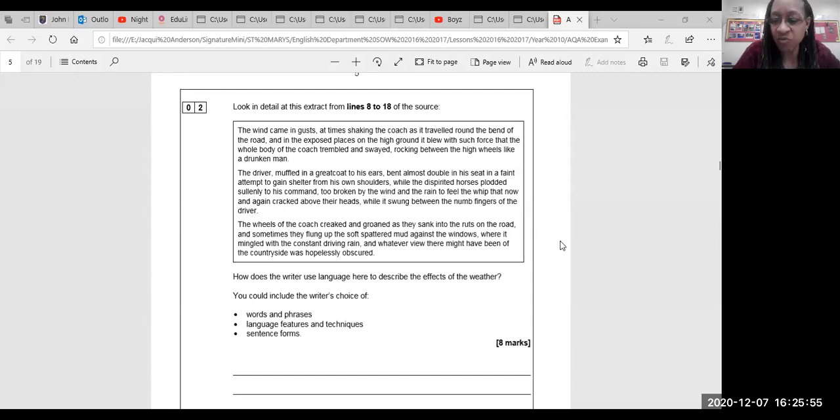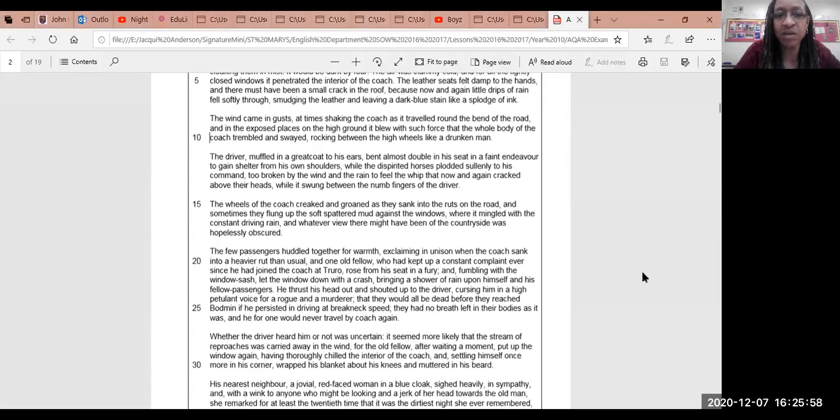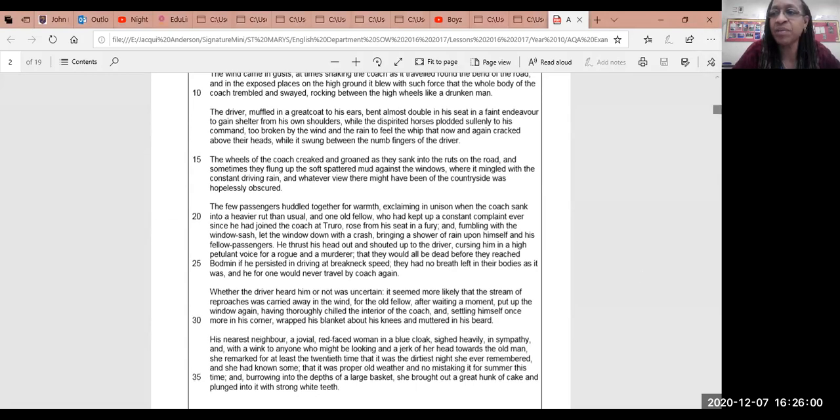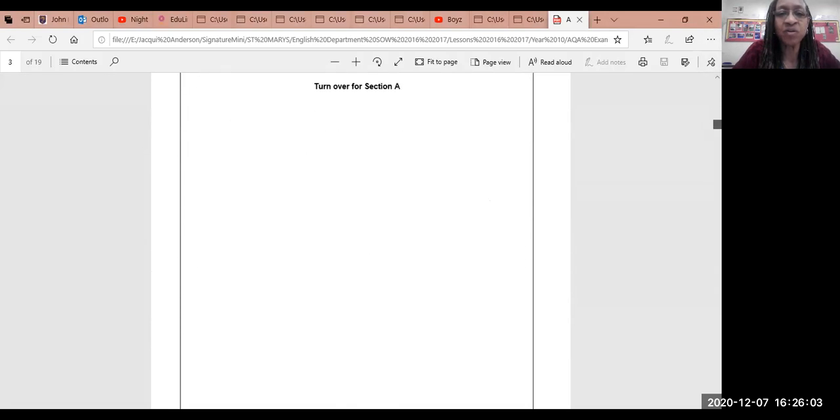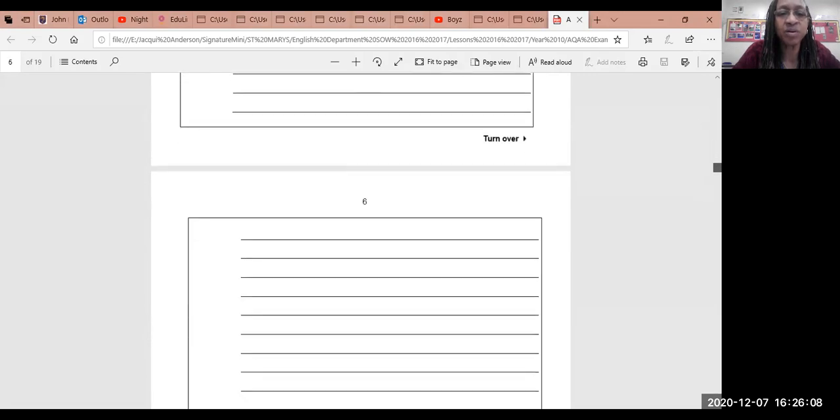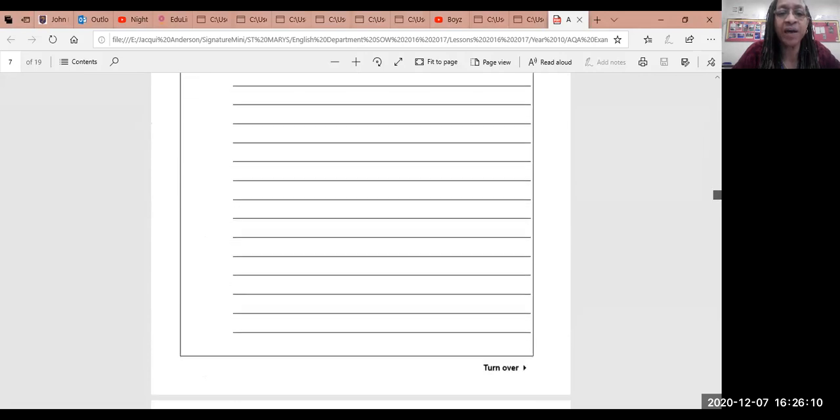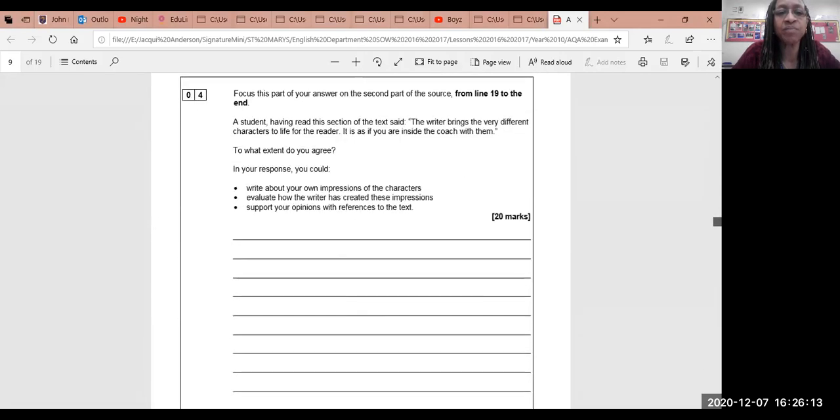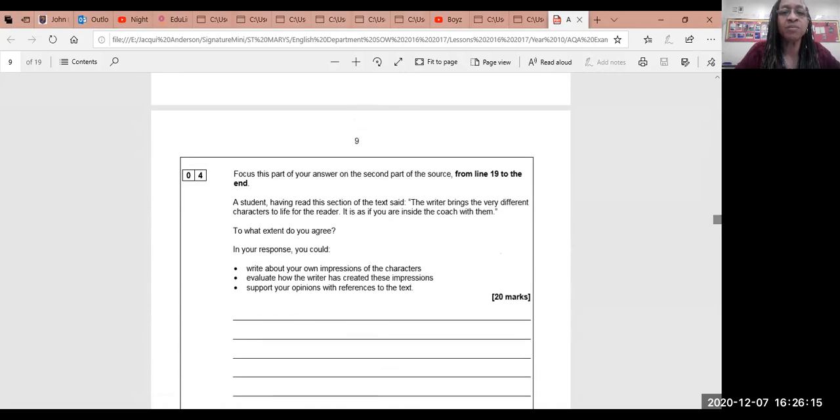Right, so what I've done is I've brought us back to our main exam paper. So we've gone through, as we've shown you, questions 1, 2, 3, and now we're looking at question 4. Again, you need to ensure that you read the instructions that the examiners have given you. It says from line 19 to the end. So you've got to look at the information that they give you.